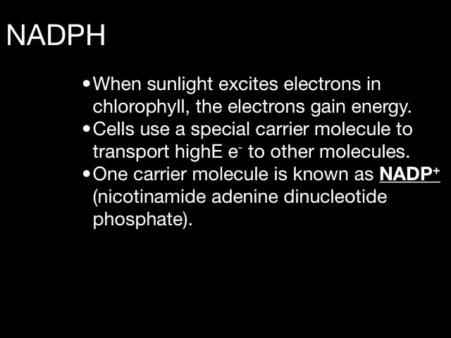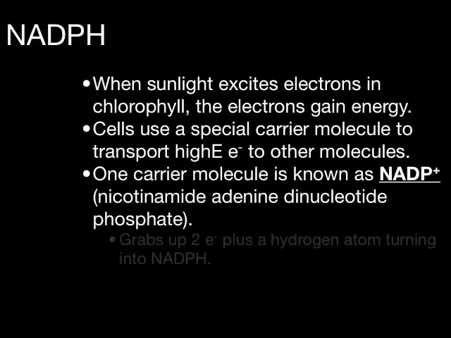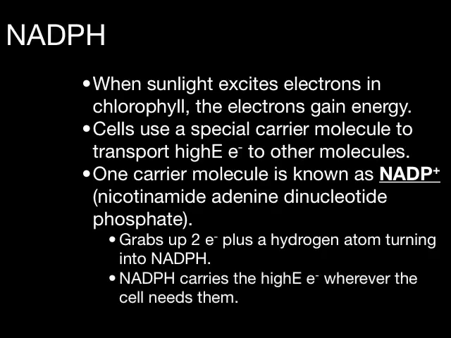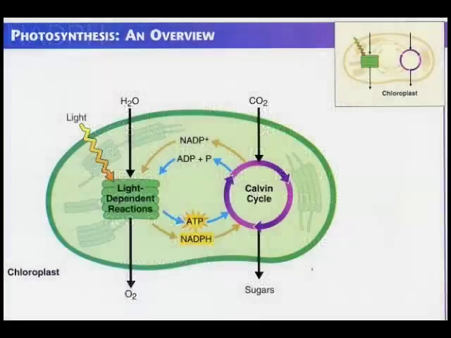They call it NADP, which is a real tongue twister called nicotinamide adenine dinucleotide phosphate. But you don't have to know that. You just need to know that it's called NADP. NADP is a special carrier molecule that cells use to transport high-energy electrons to other molecules. And when it's transporting it, it grabs 2 electrons plus a hydrogen atom, turning it into what's called NADPH. And NADPH carries the high-energy electrons wherever the cells need them.